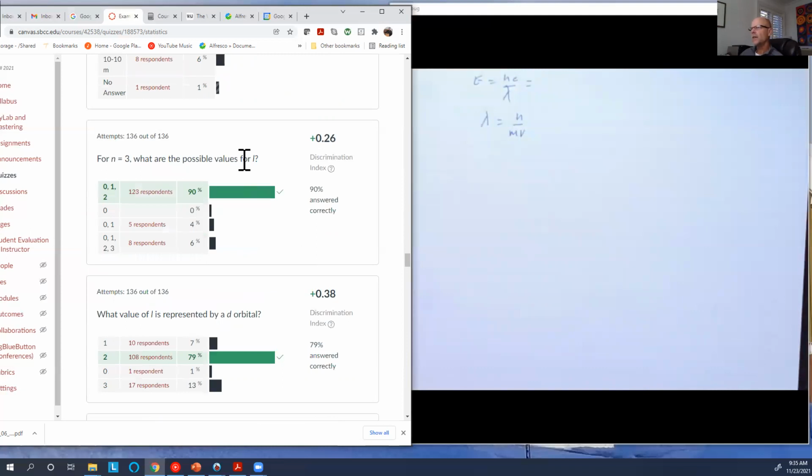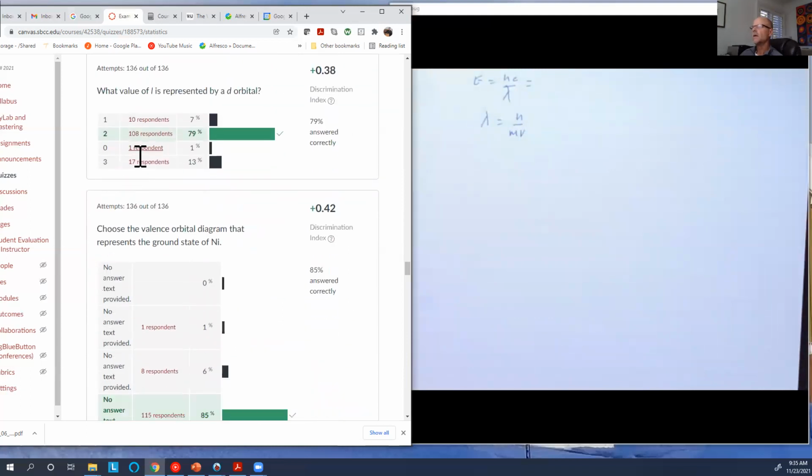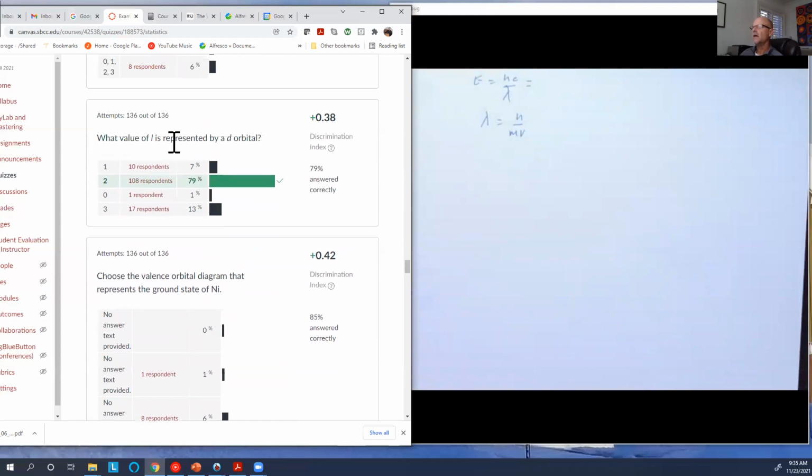For n equal 3, what are the possible values of l? Well, you can go all the way up to n minus 1. So it's 0, 1, and 2. What value of l is represented by a d orbital? Well, d means l equal 2, right? So that's 2.